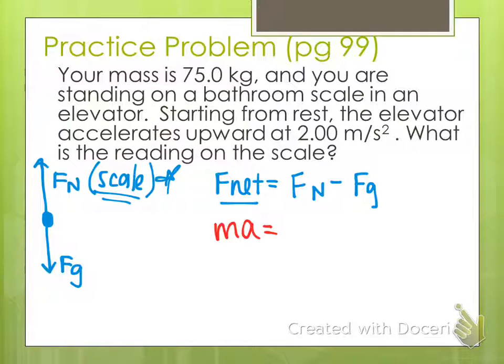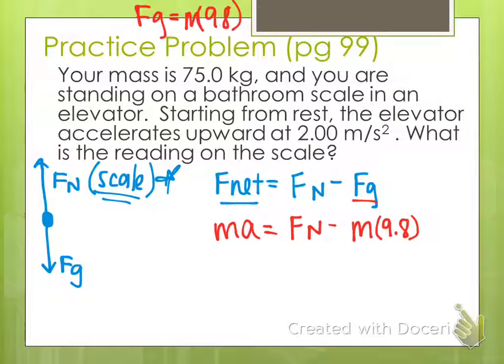Okay? We're solving for the normal force, so we leave that alone. What do we know Fg is always equal to? Mass times 9.8. Now look, we said Fg is equal to mass times 9.8. The negative goes right here, since we're subtracting out forces that are going downward, that's where our negative goes. Don't have to put it in there twice.